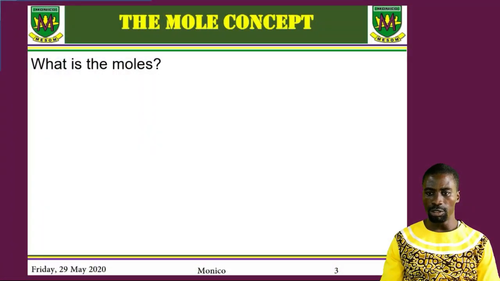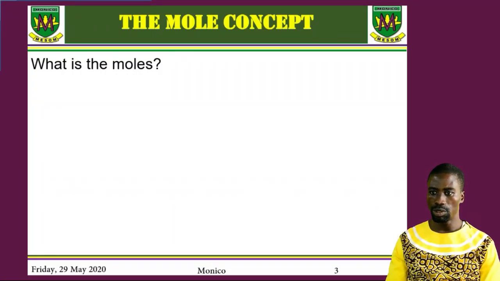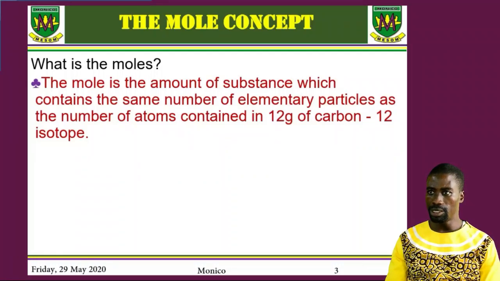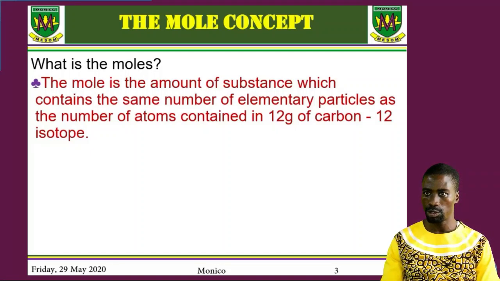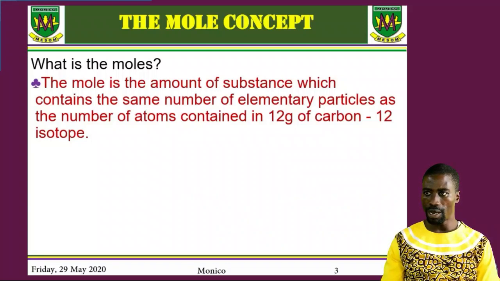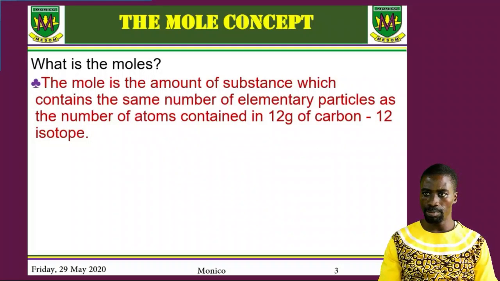Now the question that we want to ask ourselves is, what then is the mole? You bear witness that this subject is the same thing that you did before coming. So the mole is nothing but the amount of substance which contains the same number of elementary particles as the number of atoms contained in 12 grams of carbon-12 isotope. In our Unit 1 we spoke about what we mean by isotopes. So we have taken one isotope of carbon as our reference material.